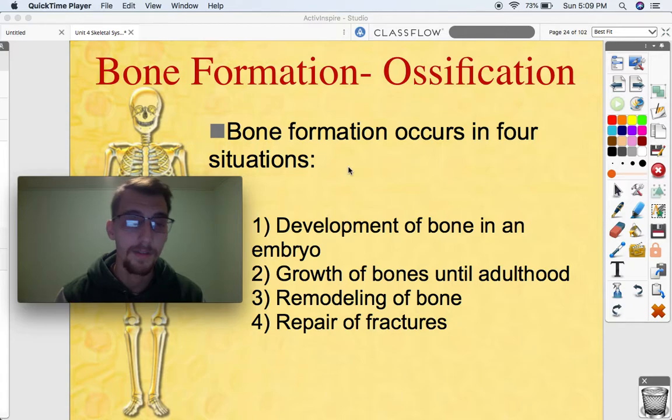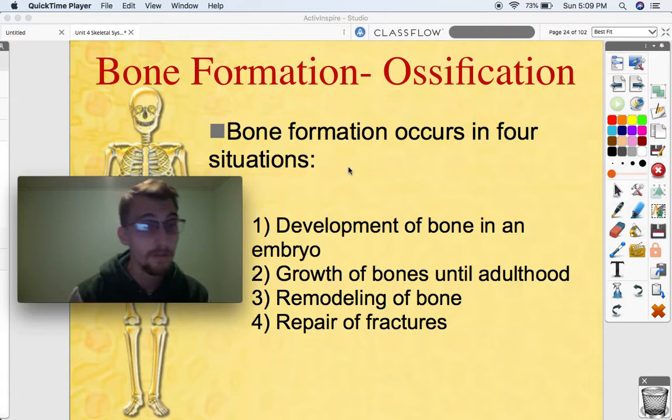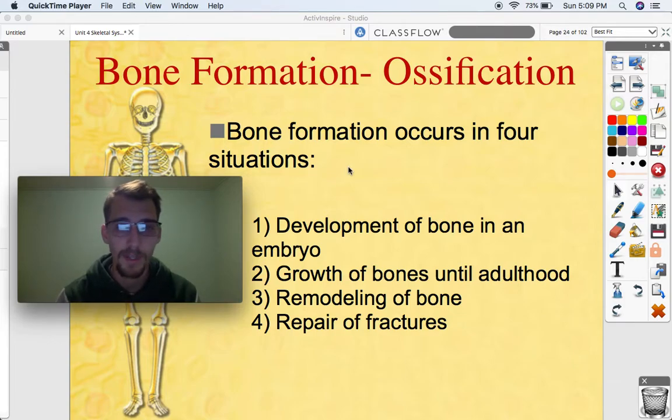Today we're continuing our fourth unit in the skeletal system by discussing ossification, which is bone formation. And we got four different ways that happens: the development of bone in an embryo, the growth of bones until adulthood, remodeling of bone, and what's called repair of fractures. So ossification is really just the formation of new bone, and that has to happen for several different reasons. And we're going to talk about each one of those today.